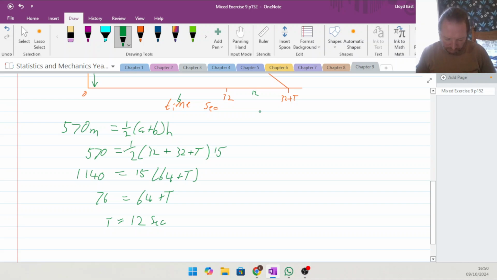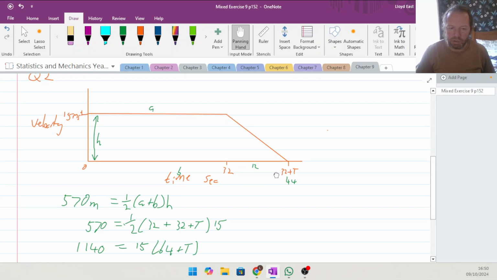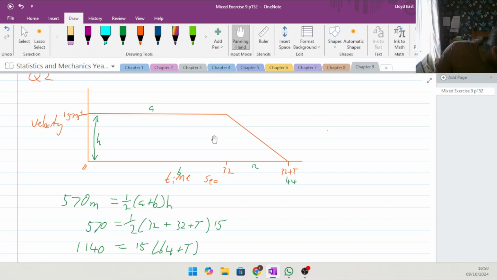So 32 plus 12 brings us to 44 seconds on the original one. Part C. Sketch a displacement time graph illustrating the motion of the particle. Okay, so it starts at a point there, it does 15 meters a second, and then it comes back to there.